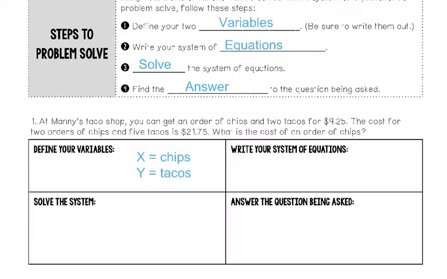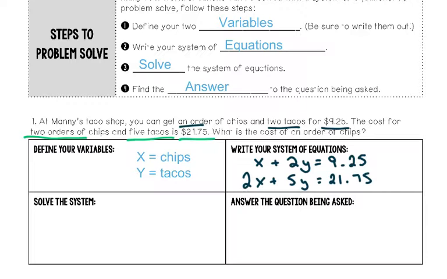When I write my system of equations, I'm going to look in the problem and see what information is given to me. 1 order of chips and 2 tacos is $9.25. So when I say 1 order of chips, instead of saying 1 chip, I'm going to say 1X. So 1X plus 2Y, remember Y is tacos, equals $9.25. The second thing I'm given in the problem is the cost of 2 orders of chips and 5 tacos. That is $21.75. So I wrote that as an equation. Instead of saying 2 things of chips, I'm going to say 2X, since X is chips. 2X plus 5Y equals $21.75. That's that total cost. So just having these 2 pieces of information, I have a system of equations.